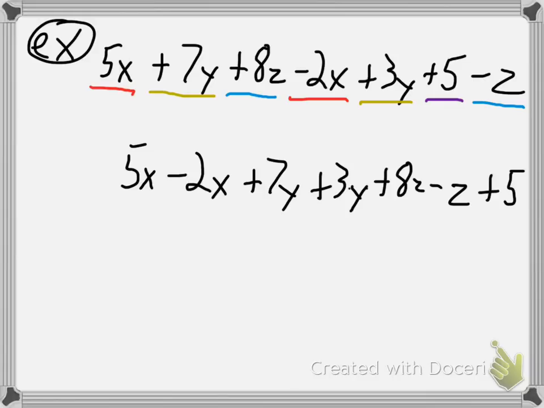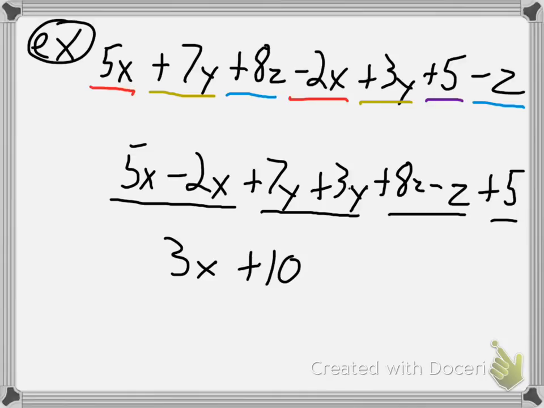Now I can go through and start combining or bringing together all of my like terms. So I can combine my 5x minus 2x, my 7y plus 3y, my 8z minus z, and then my 5. So let's start on the left here. 5x minus 2x, so 5 minus 2 is 3. So 3x. Next with my y's, my 7y plus 3y, 7 plus 3 is 10, so plus 10y.